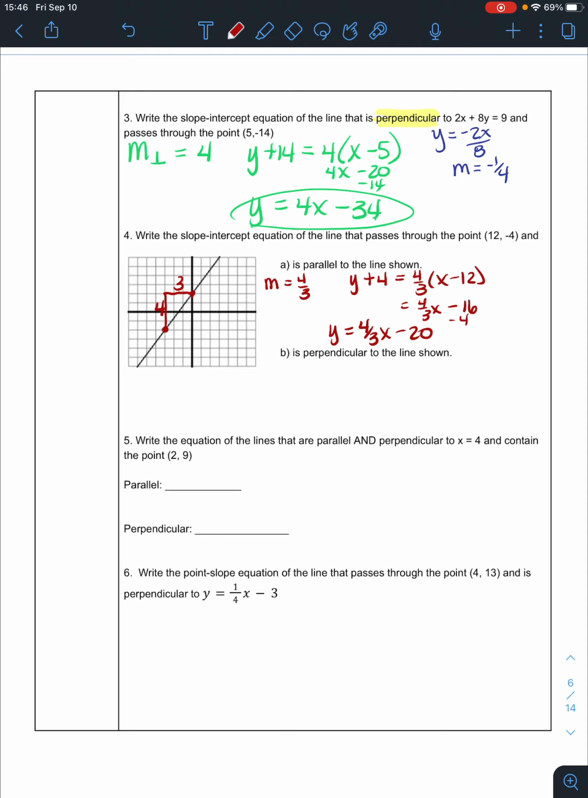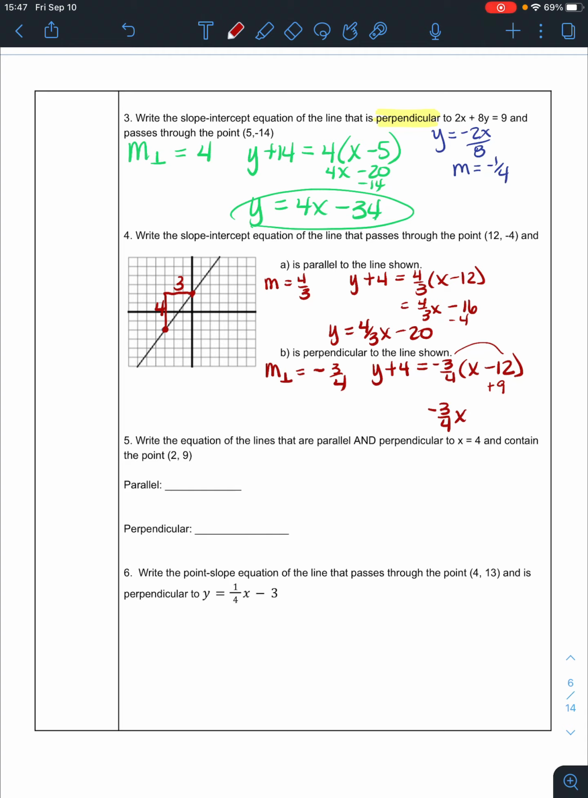Now, same problem, but I want it to be perpendicular. So if I want it to be perpendicular, then my perpendicular slope will be the opposite. It was positive, now it needs to be negative. Reciprocal, 3/4. So again, go back, put it in your point slope equation. y minus y1 is equal to the slope times x minus x1. Distribute that 3/4, so we know we're going to have negative 3/4 x in our equation. Negative 3 times negative 12 is 36, divided by 4 is plus 9.